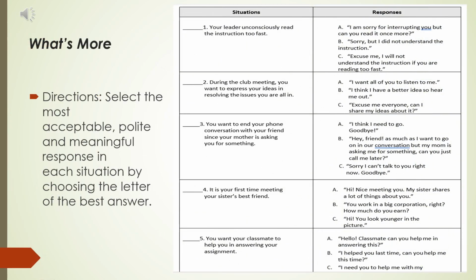We are now on What's More. Directions: select the most acceptable, polite, and meaningful response in each situation by choosing the letter of the best answer. You have the situations and the responses. First situation, your leader unconsciously read the instruction too fast. The answer would be, I am sorry for interrupting you, but can you read it once more?